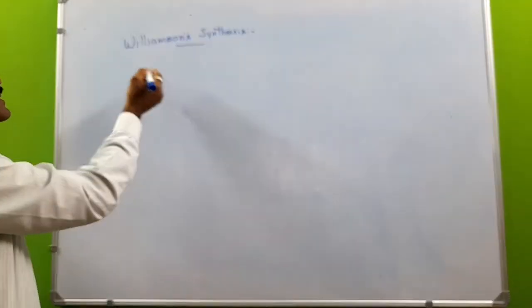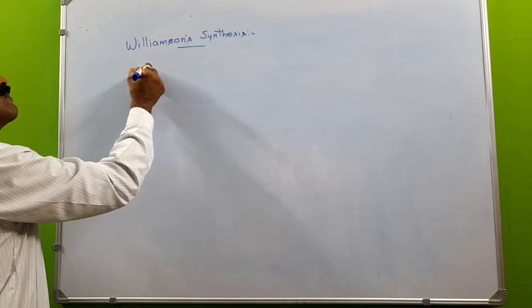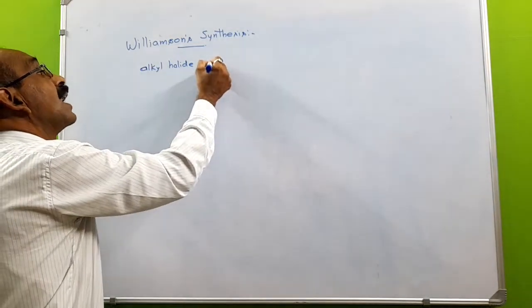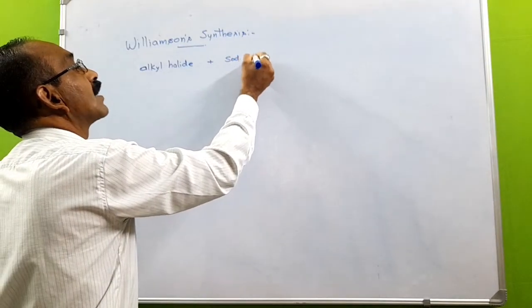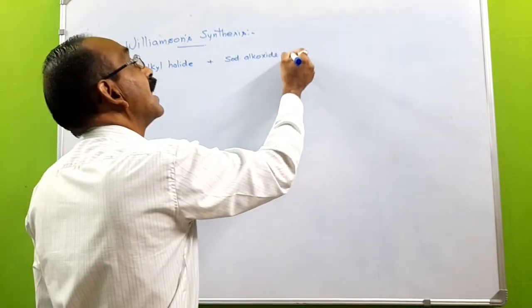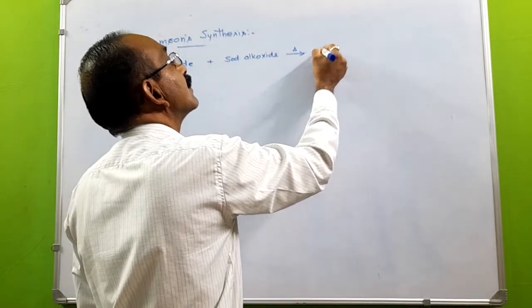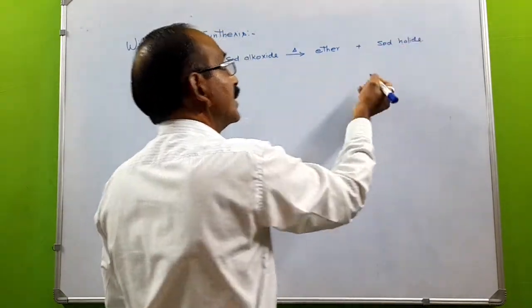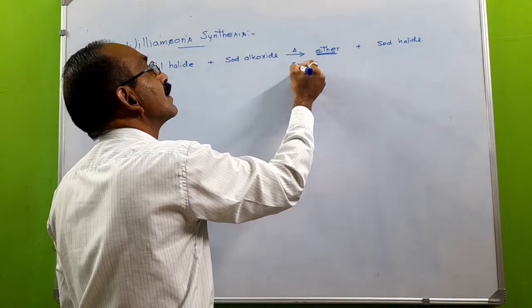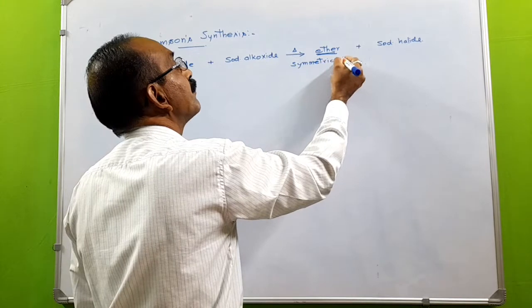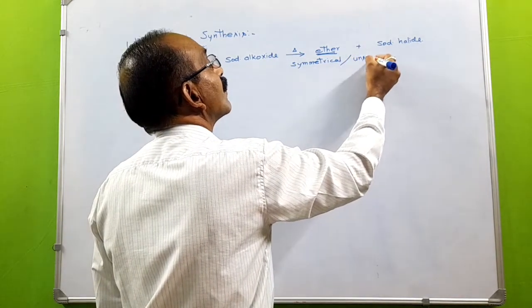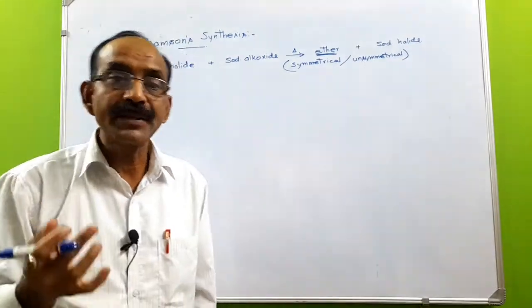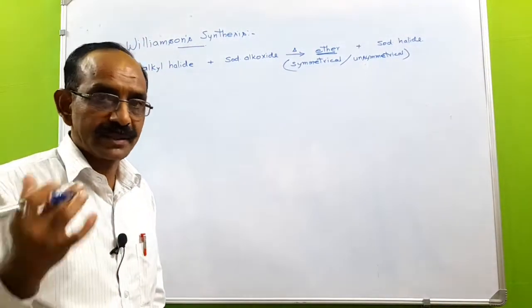See, in Williamson's synthesis what happens here, alkyl halide is treated with sodium alkoxide, and as a result we get ether along with sodium halide. This ether may be symmetrical as well as unsymmetrical, depending upon our requirement. We may prepare symmetrical as well as unsymmetrical ethers here.